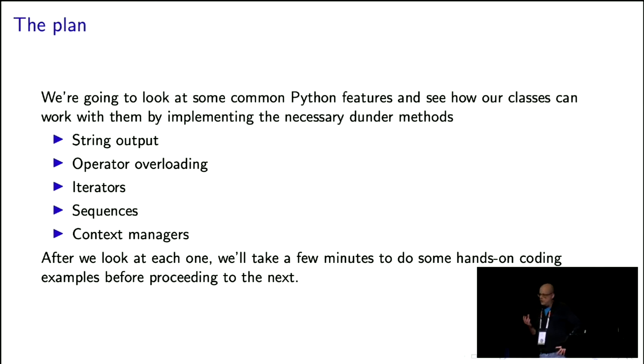Now, what I want to do from here is look at a few situations in which we'd like to give our classes some special power. We're going to do that by implementing certain Dunder methods, and we're going to walk through how we do that. For each of these cases, we'll talk about it for a few minutes, and then we'll take a little break, and there's a programming problem for you to work on to illustrate the idea.